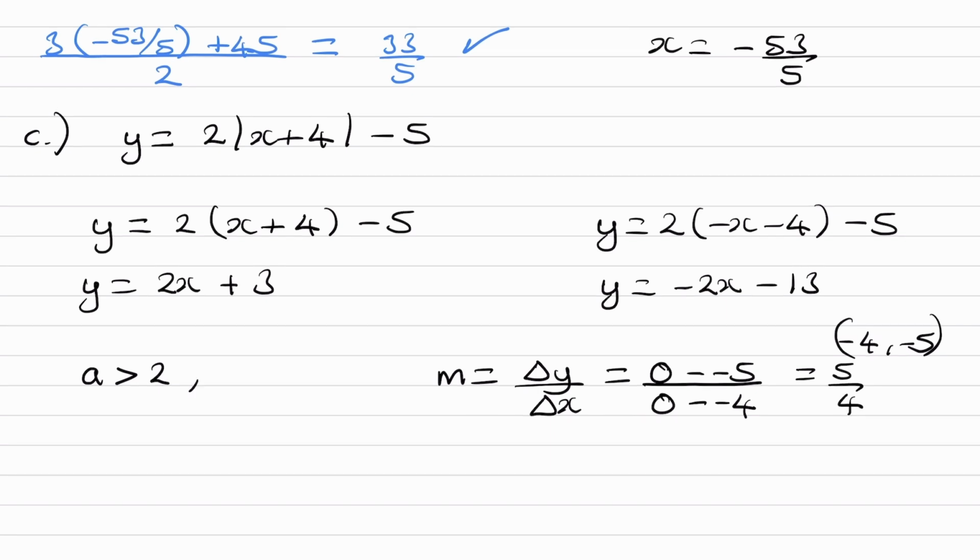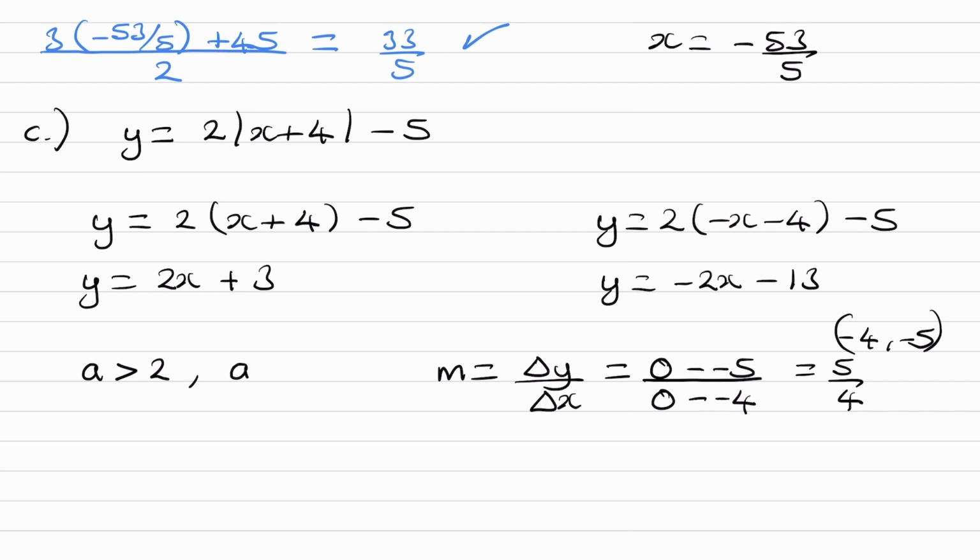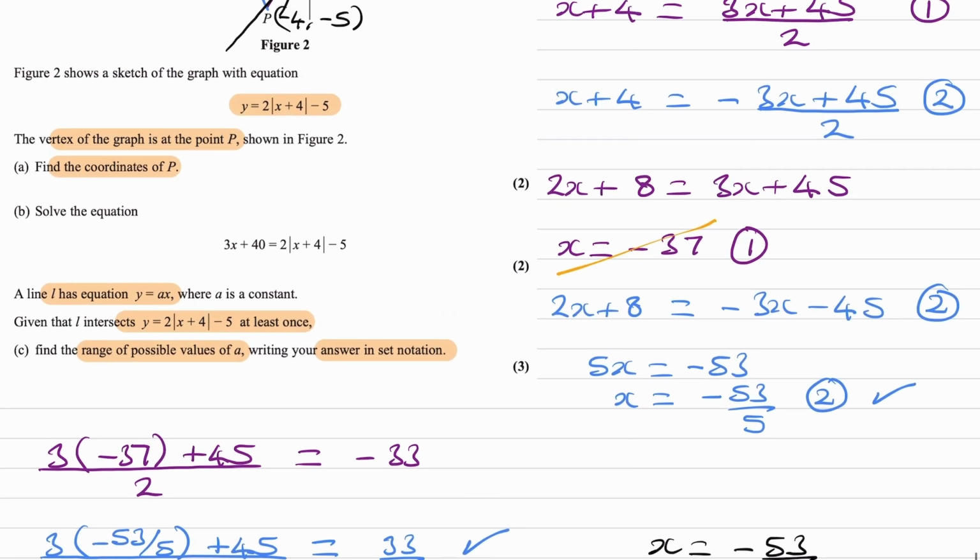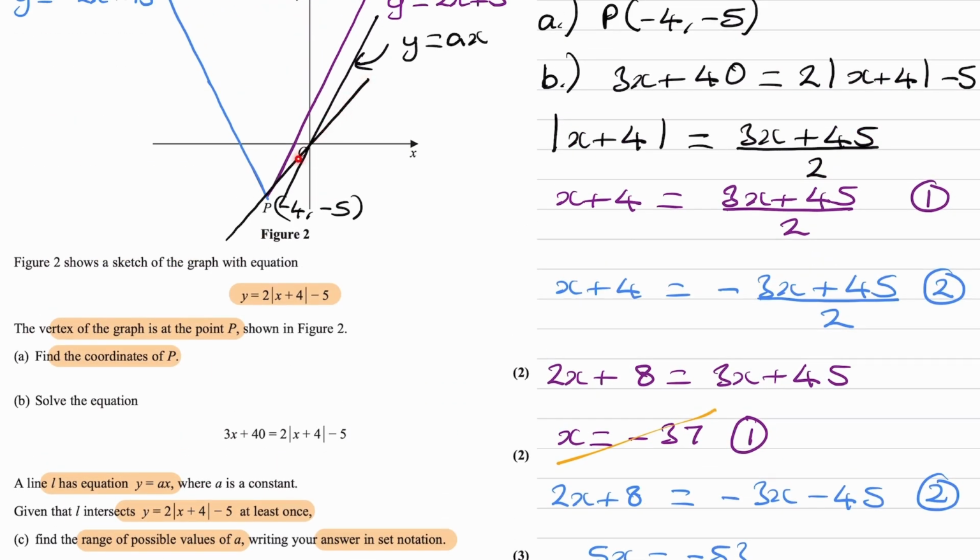So a must be bigger than 2. It must also be less than or equal to 5 over 4. Why can it also be equal to? Because if it were equal to, as we've drawn in this diagram over here, if the gradient is equal to 5/4, it crosses through this point P and therefore intersects the modulus function at least once.